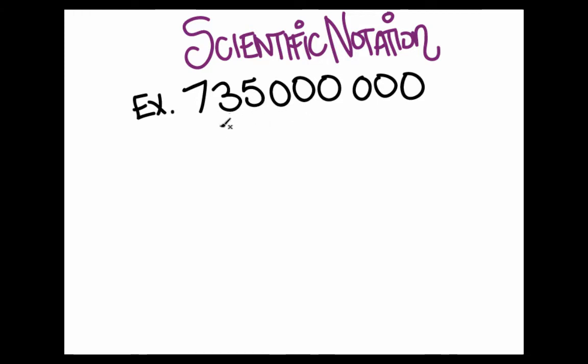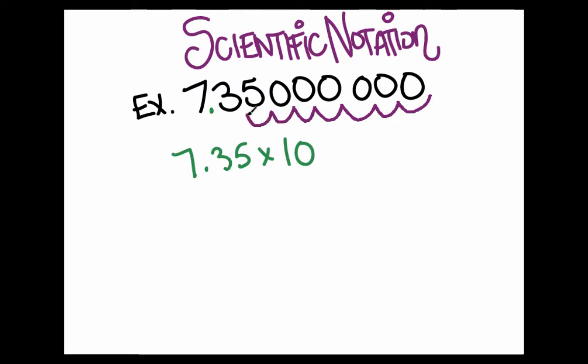So the first step in scientific notation is you want to put a decimal right after the first significant digit. So now we've got 7.35, and then you multiply it by 10 to the power of something. To figure out what the power is, you would start at the end. You go 1, 2, 3, 4, 5, 6, 7, 8. So the decimal place moved 8 times. So your answer would be 7.35 times 10 to the power of 8.